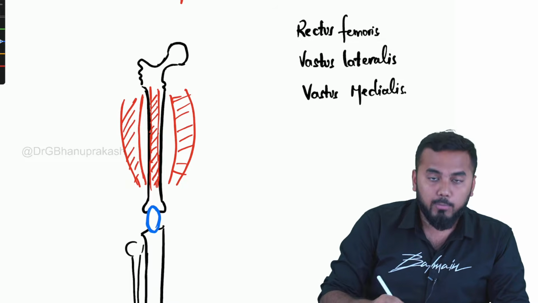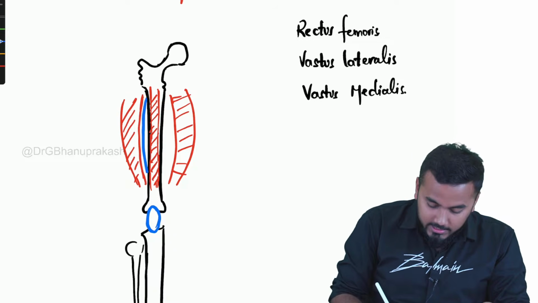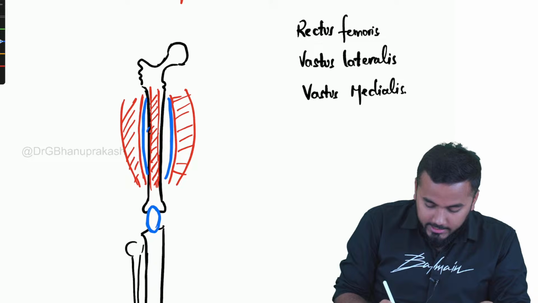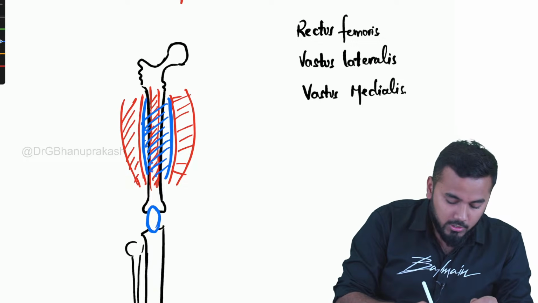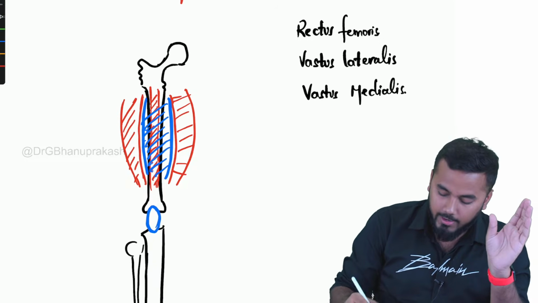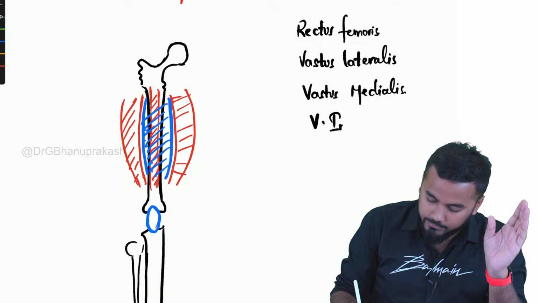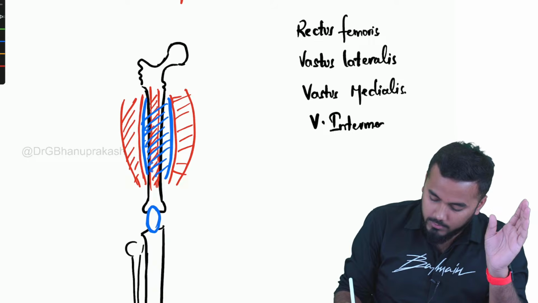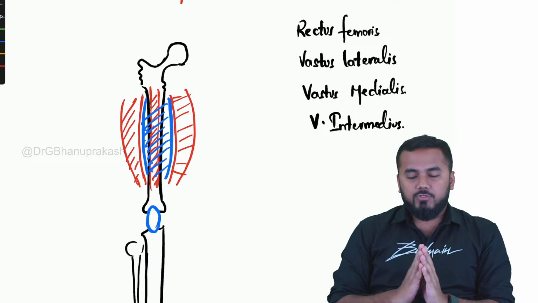I am drawing it with a blue sketch. There is another muscle in the center like this. This is called vastus intermedius because it is in the center, the intermediate part. Vastus intermedius. So how many muscles have we discussed?